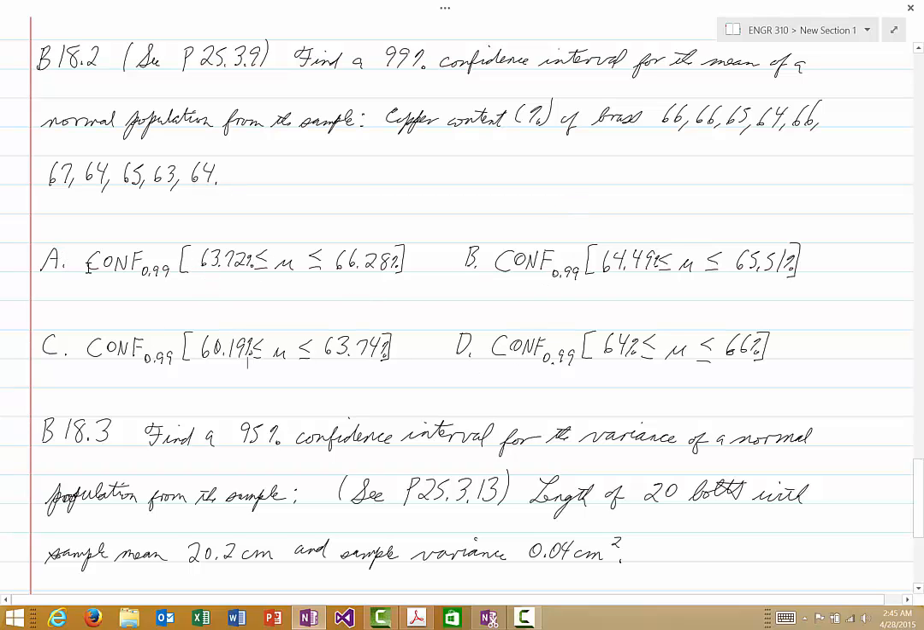In A, it's 63.72% less than or equal to mu less than or equal to 66.28%. In B, it is 64.49% less than or equal to mu less than or equal to 65.51%. In C, it is 60.19% less than or equal to mu less than or equal to 63.74%. And finally, in D, it is 64% less than or equal to mu less than or equal to 66%.